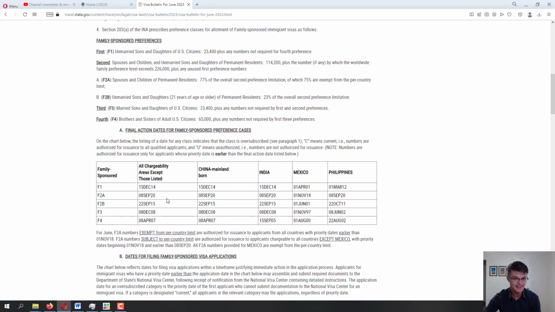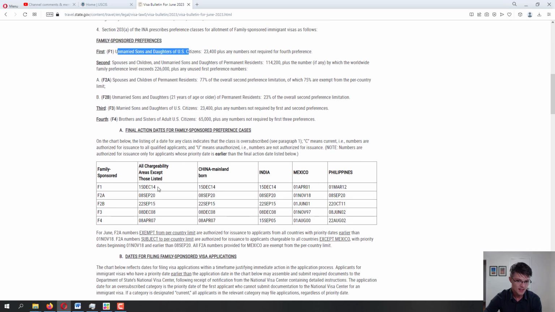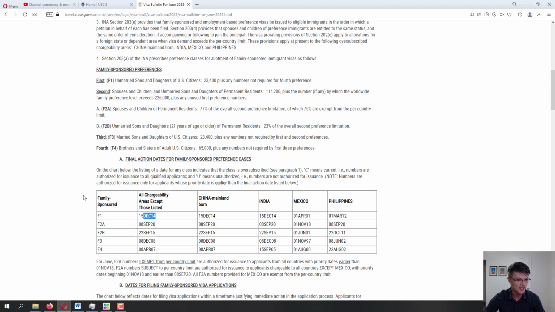long they take. But roughly for F1, unmarried sons and daughters of US citizens, right now there's roughly 9 years. Very, very rough estimate. 9 years people are waiting for the availability of the immigrant visa from the priority dates. That's the filing dates with USCIS.